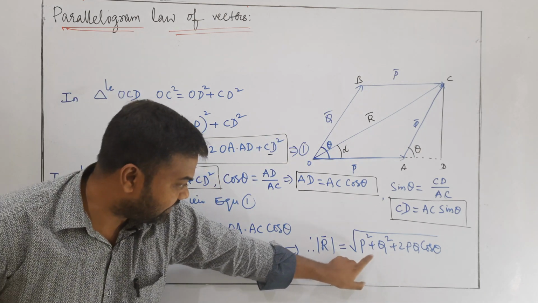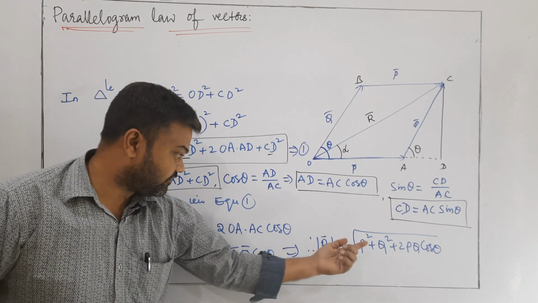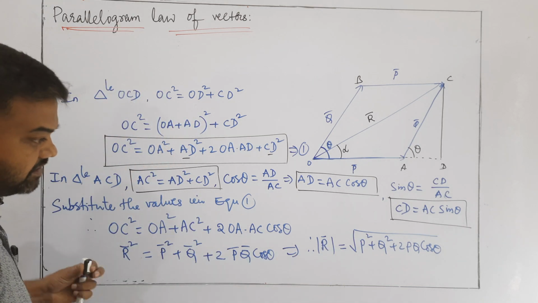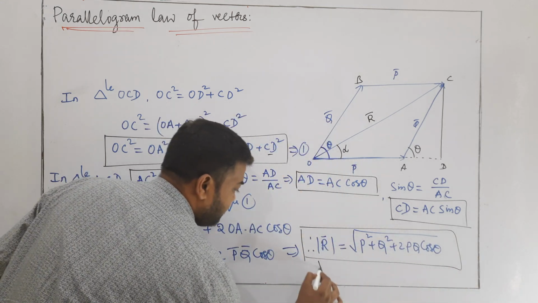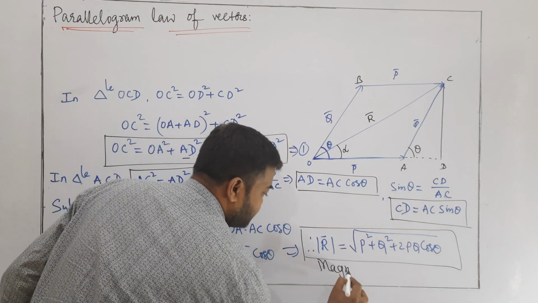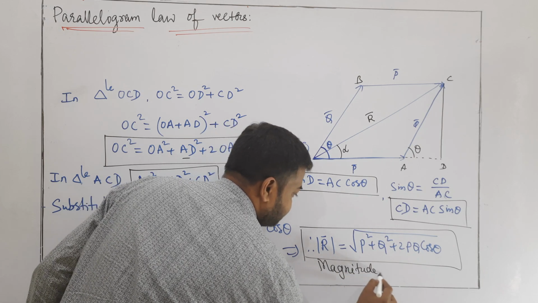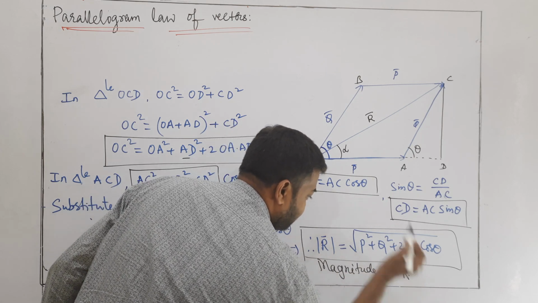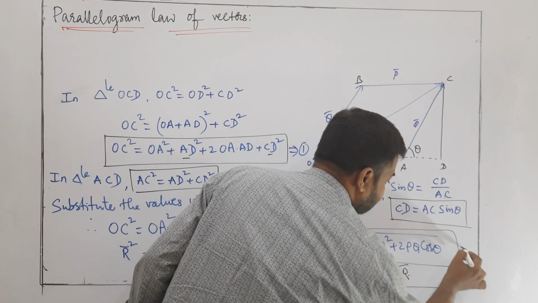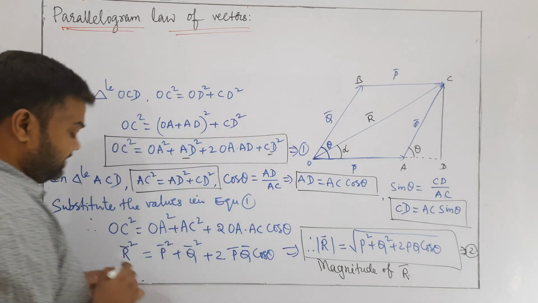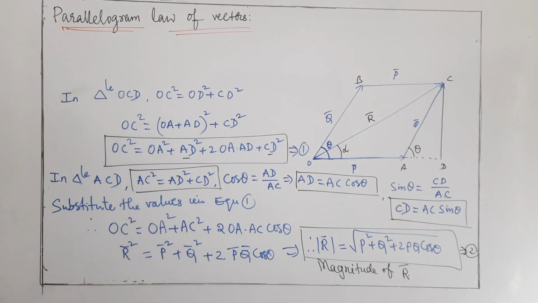We have found the value of magnitude, that is modulus of R is equal to root of P square plus Q square plus 2PQ cos theta. This is the magnitude of the resultant vector, magnitude of R bar. And this we can consider as equation 2. Like this we have to consider here, and we will write this formula here. First you copy it.